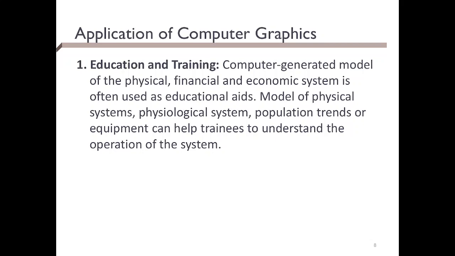We normally see this in subjects like geography, where the financial or physical data are modeled by a computer, and then we use them for educational purposes. A model of a physical system, physiological system, population trends, or equipment can help trainees to understand the operation of the system. Something visual, like we said earlier, is easy to understand, so it's used in education and training to simplify the process.